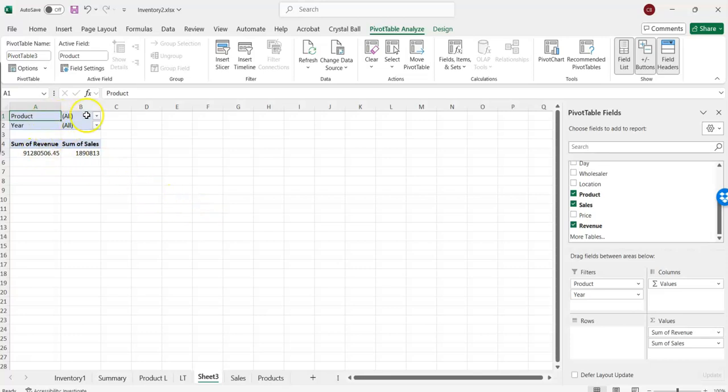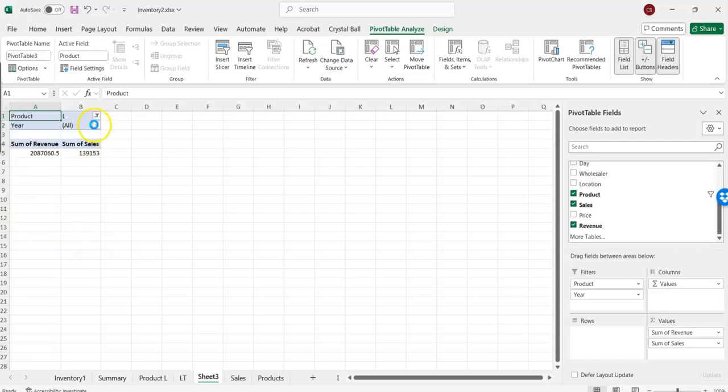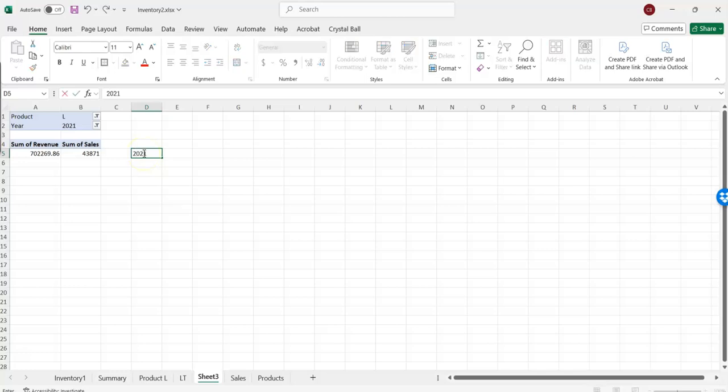And so what we can do here is filter on product L and filter on 2021. So here's the sum of revenue for 2021, the sum of sales. So the 2021 average sales price would be the revenue for that product in that year divided by the sales, right, at $16.